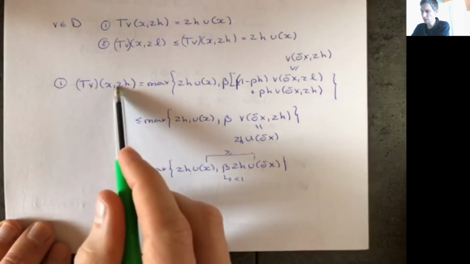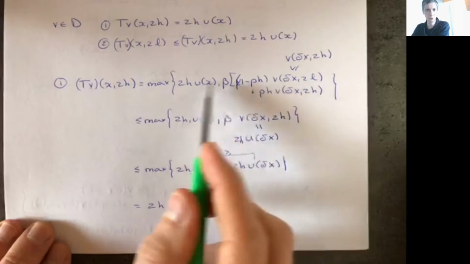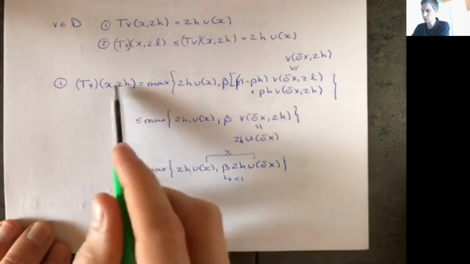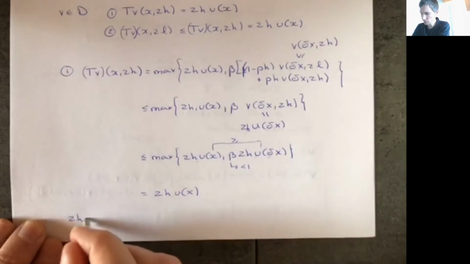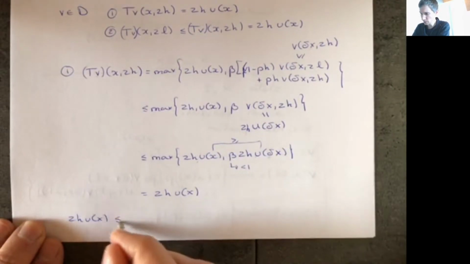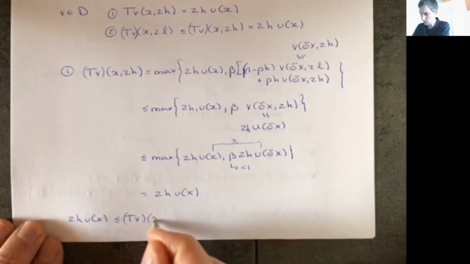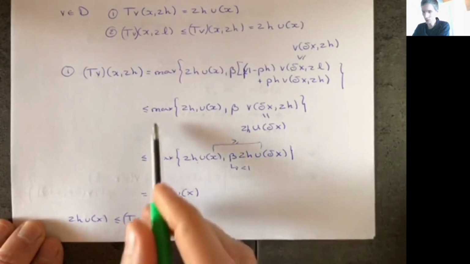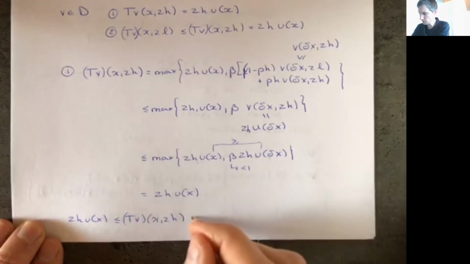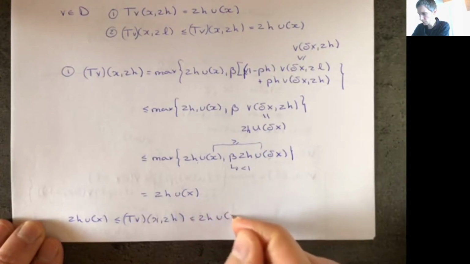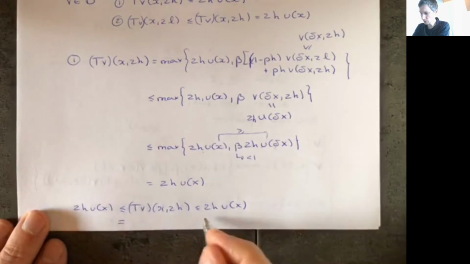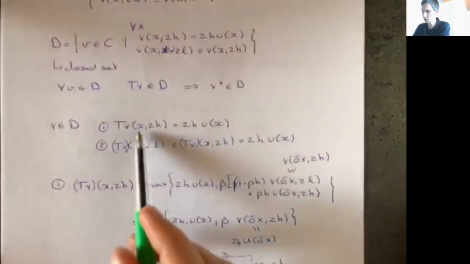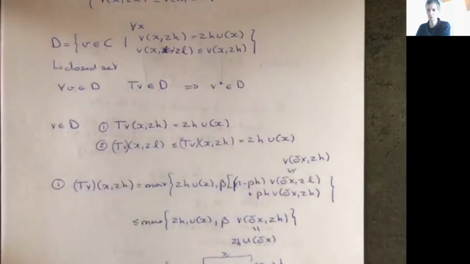So Tv x zh is equal to the maximum of these two. So in particular, it's greater or equal to the first one. Okay. So zh u of x is less or equal to Tv x zh, and then by this derivation I know that it's also less or equal to zh u x. So these two inequalities here are in fact equalities. Okay, and this proves condition 1.